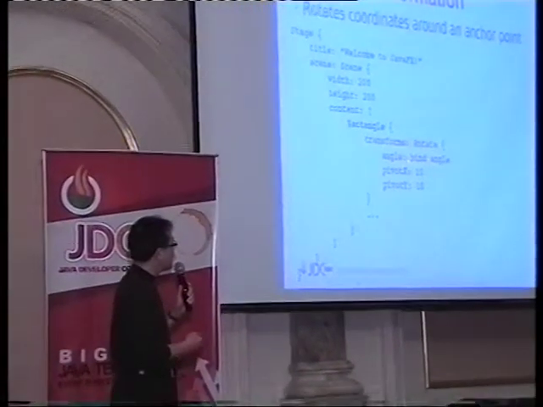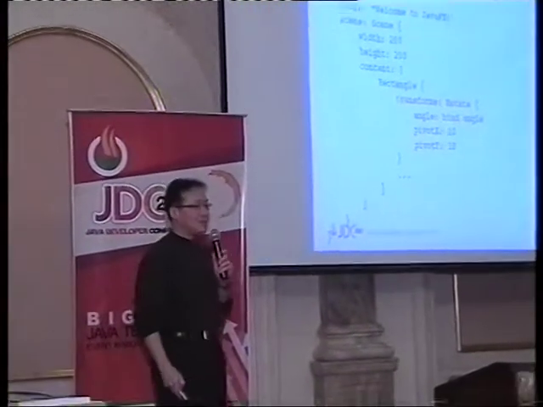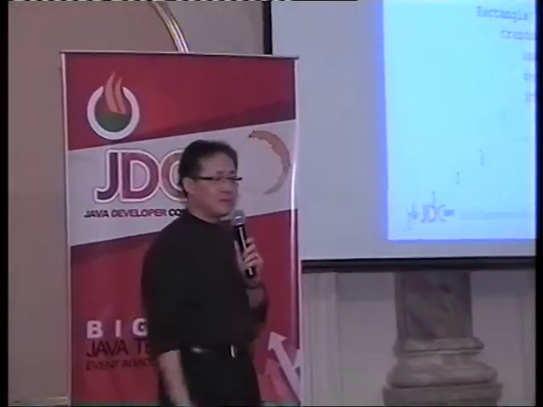Now take a look at this. I bind it with another variable. So whenever I change the value of this variable, the rotation of the graphical object automatically happens. And then this is where you want to perform the rotation.